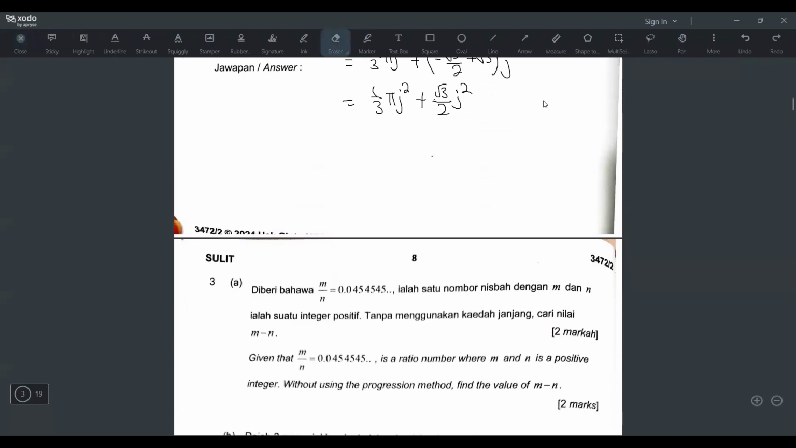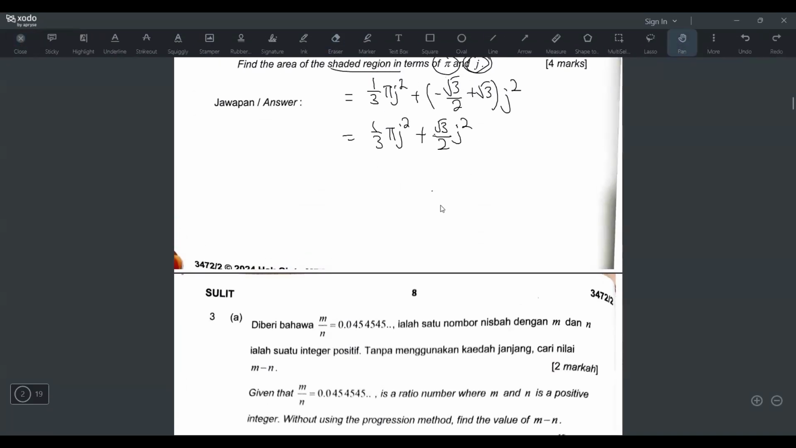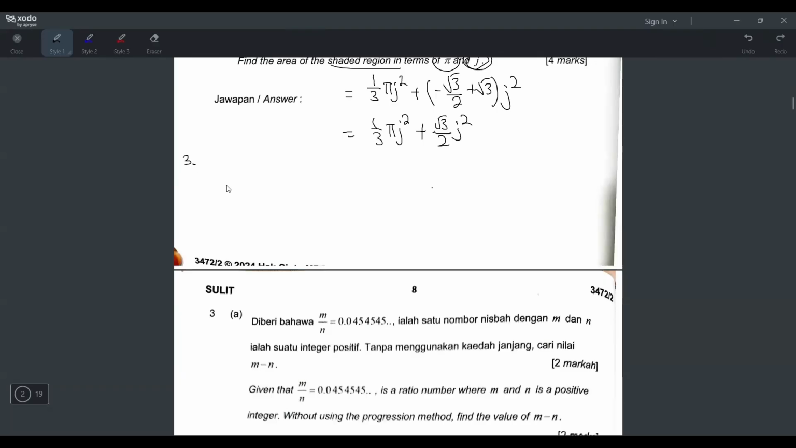Okay, number 3, I will just do it up here, right? Okay, let's read. Given that m over n is equals to 0.0454545 is a ratio number where m and n constant, m and n is a positive integer. That means m and n must be like no decimal, no fraction, okay, and positive. Without using progression method, find the value of m minus n. Okay, why they mention without using progression method?